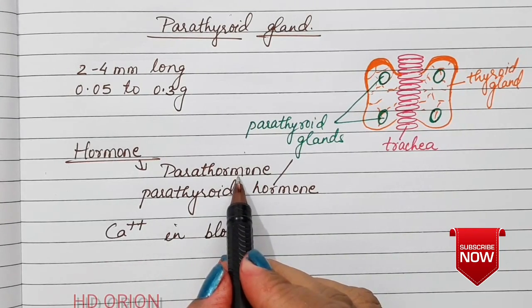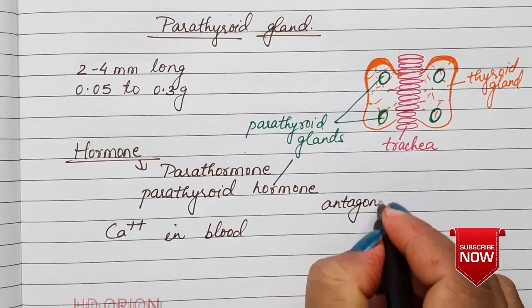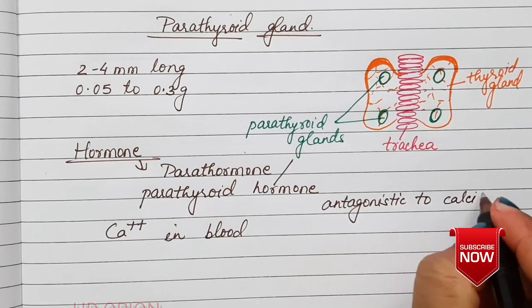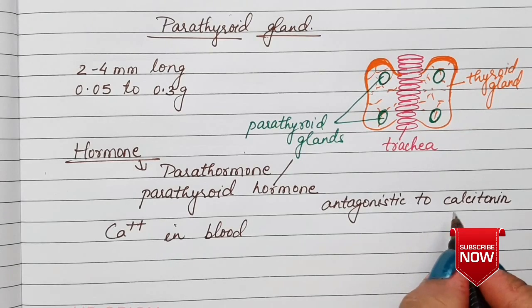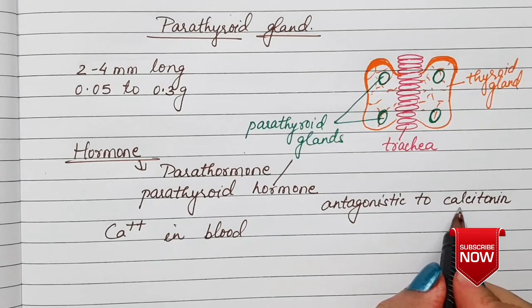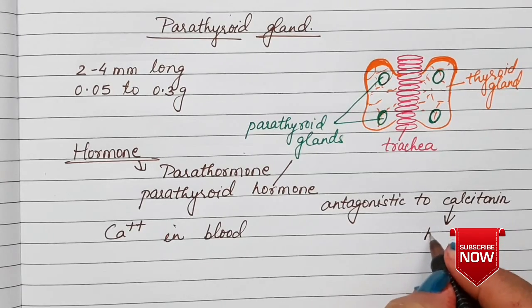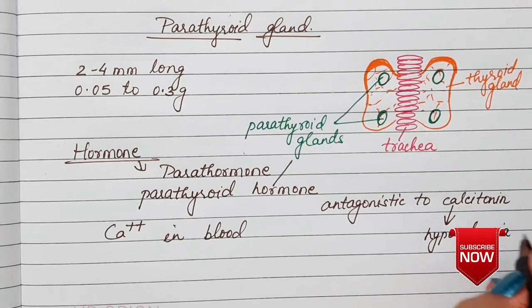This particular hormone is antagonistic to calcitonin or thyrocalcitonin that we studied in my previous video, which is produced by the thyroid gland. The thyroid gland produces this calcitonin, and this helps in decreasing the calcium level in the blood. So we can call it hypocalcemic. It brings hypocalcemia, that means it lowers the calcium level in the blood.